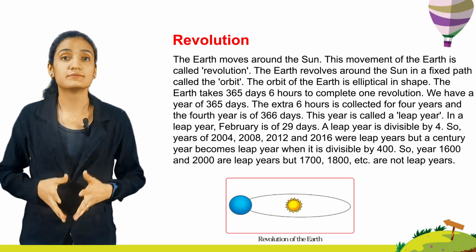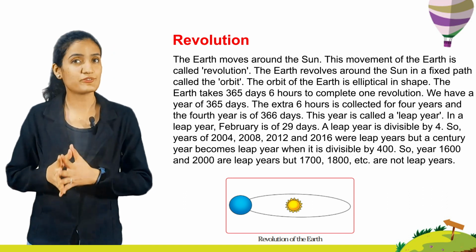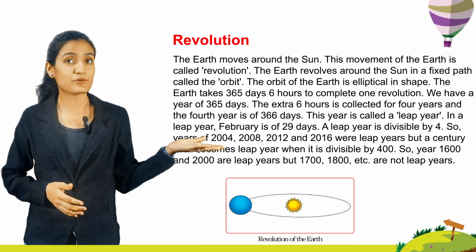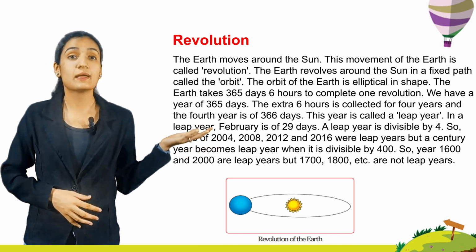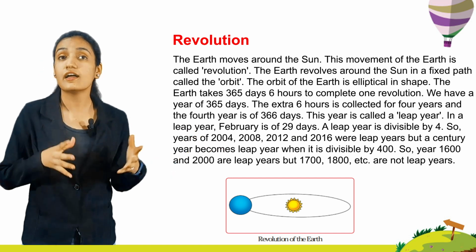But a century year becomes a leap year only when it is divisible by 400. So, the years 1600 and 2000 are leap years, but 1700, 1800, etc. are not leap years.